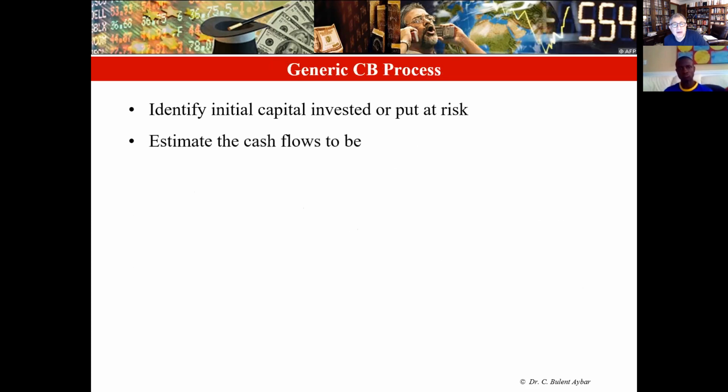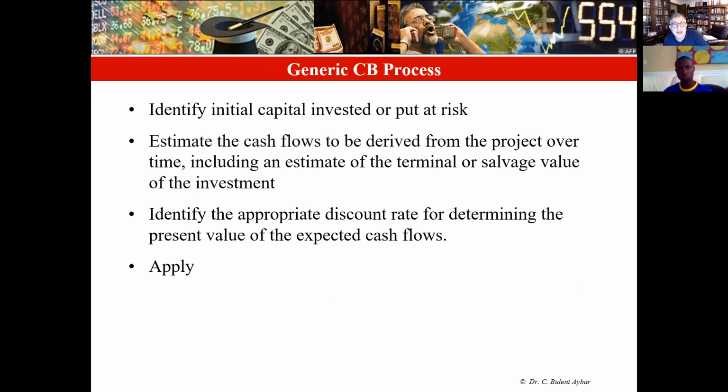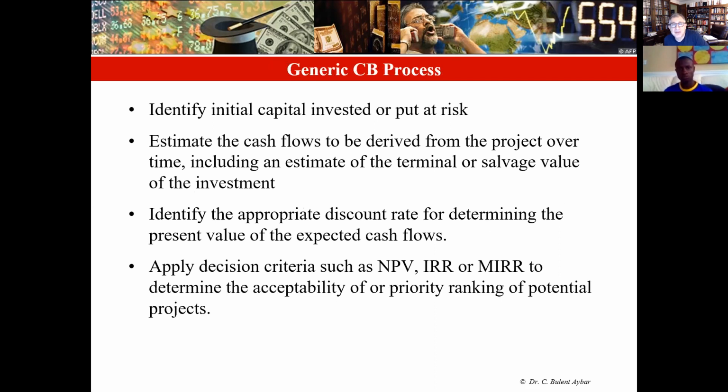Here, I have the layout for the generic capital budgeting process. As you see, first we identify the capital that we put at risk. That is essentially the amount of commitment that we have to the project in terms of capital, okay? Then we estimate the cash flows associated with the project. As I told you, this involves operational cash flows as well as the terminal cash flows. Another important issue in the capital budgeting process is to determine the appropriate discount rates to calculate the present value of the cash flows.